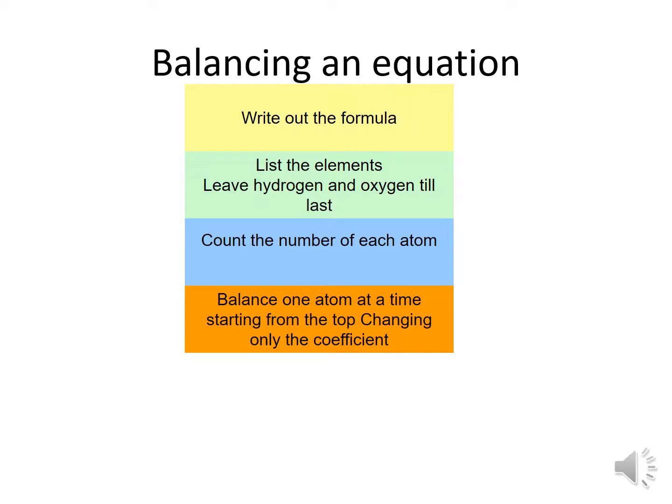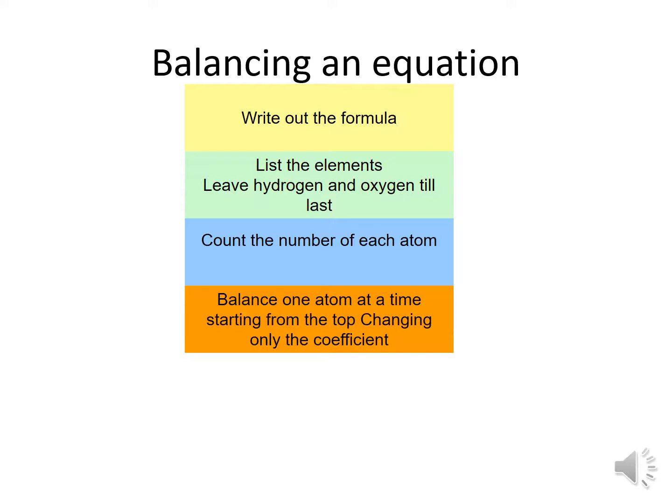So now we're ready to move on to actually balancing some equations, where we start by writing out the formula of each of the reactants and products. Put an arrow between, right? We list our elements. So we go through the elements one by one. It's good advice to always leave the hydrogens and oxygens till last, because typically you'll balance those in the end by putting a coefficient in front of water.